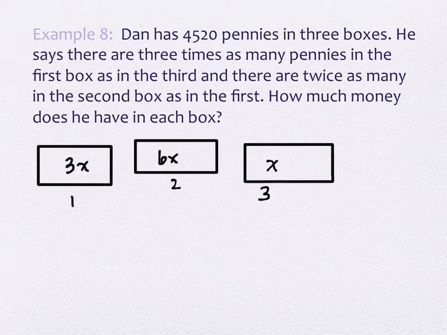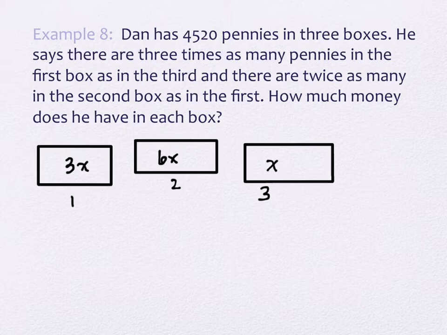Yeah, there's twice as many as in box 1. So if box 1 has 3x, box 2 is going to have 6x. Okay, so now I've got a picture with 3 boxes and I've got x's everywhere. How am I going to use all this information next?